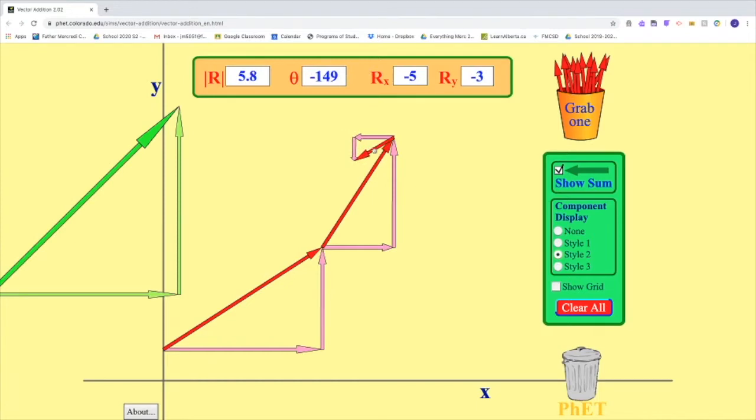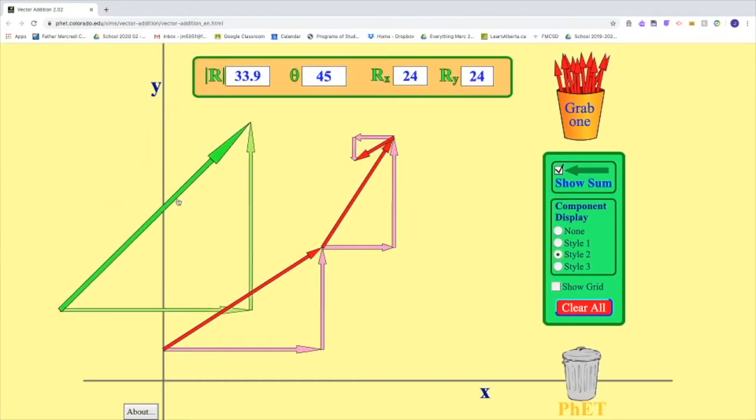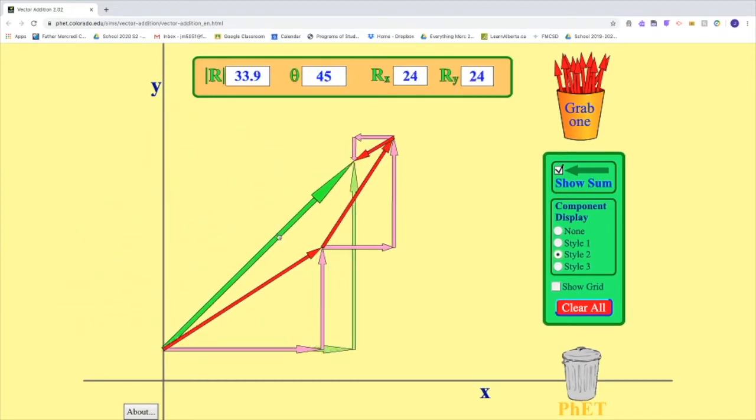That is why we need to make sure we separate x's and y's and then only add x's to x's and only add y's to y's. So notice it works overall for the entire resultant.